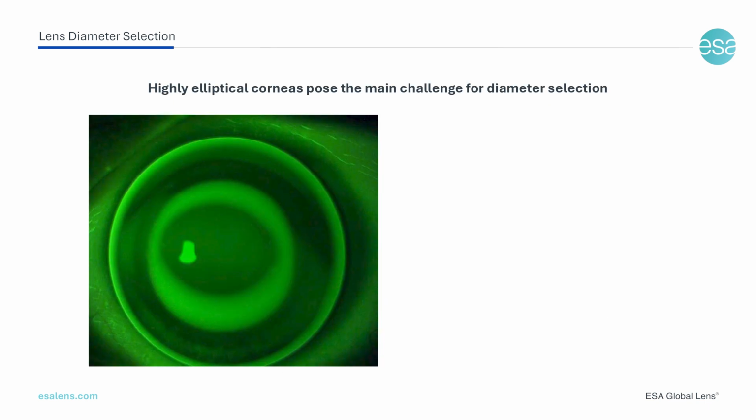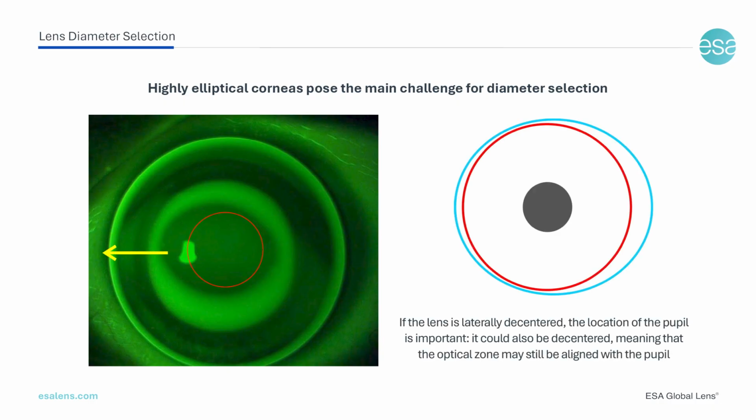Having said that, the pupil's location must be considered. If the pupil is naturally displaced in the same direction as the lens, lateral decentration may be clinically acceptable. In such cases, the lens and pupil remain aligned.